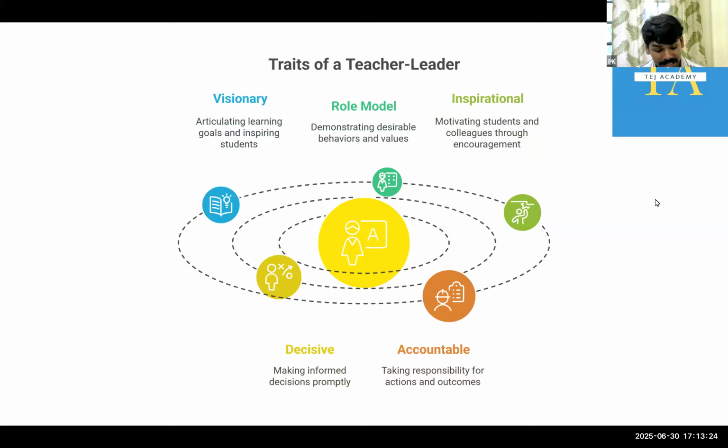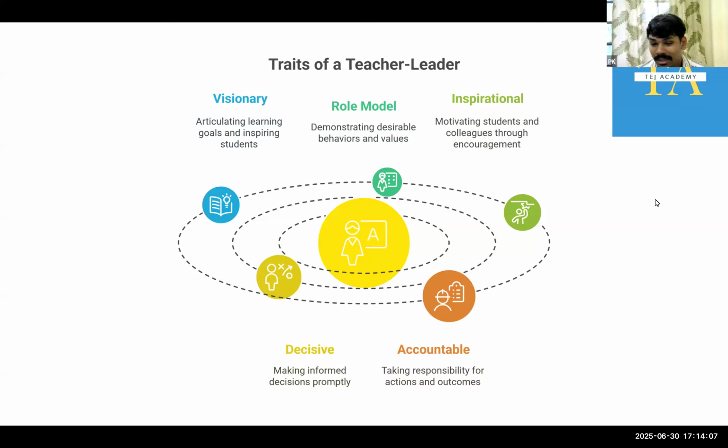Then decisive. Decisive is a very important skill, and a teacher leader should be decisive. Decisive means being able to make sudden decisions that are also effective. So making informed decisions promptly when needed. That means the person is able to make quick decisions that are also good. Then accountability. Each leader should always be accountable for whatever task they take up or whatever situation they are in. Taking responsibility for actions and outcomes is something that a teacher should have as a key characteristic.